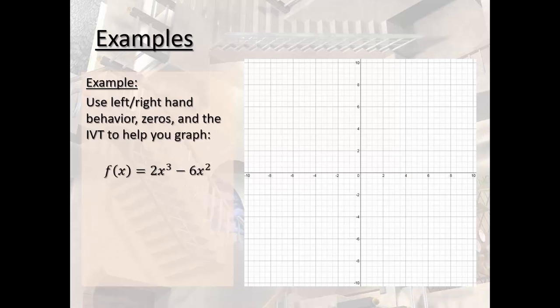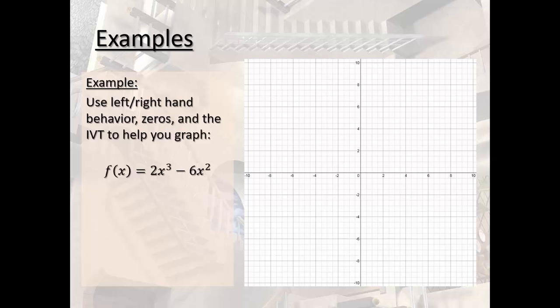Alright, gang. Let's tie this whole section together. Let's do some examples. What we're going to do is use the leading coefficient test to get the left and right hand behavior. We're going to find zeros. We're going to use the intermediate value theorem if we need to get some ideas on where it might cross the x-axis. We're going to tie it all together right here, right now, for your entertainment only.